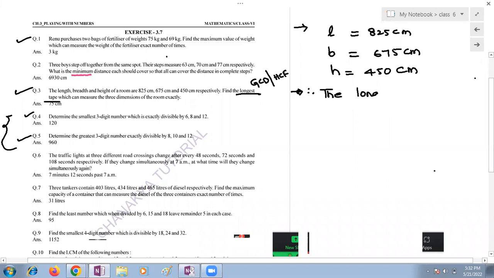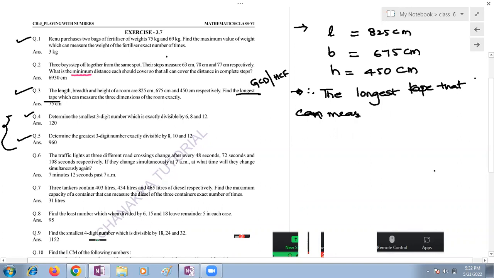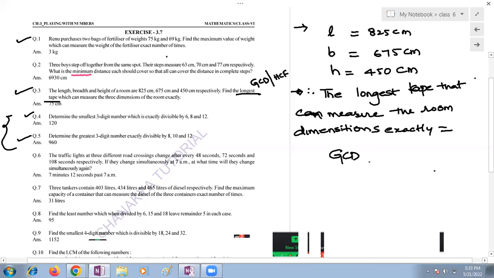GCD. Yes. The longest tape that can measure the room dimensions exactly. That is nothing but you need to find the GCD of 825, 675, 450.